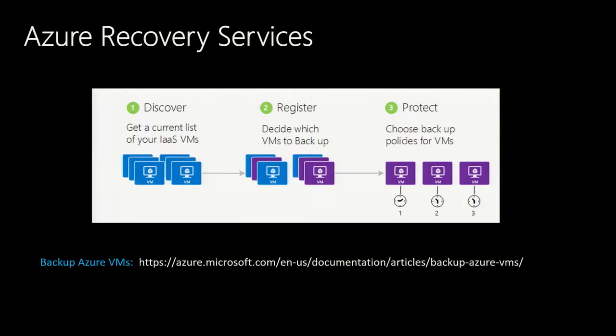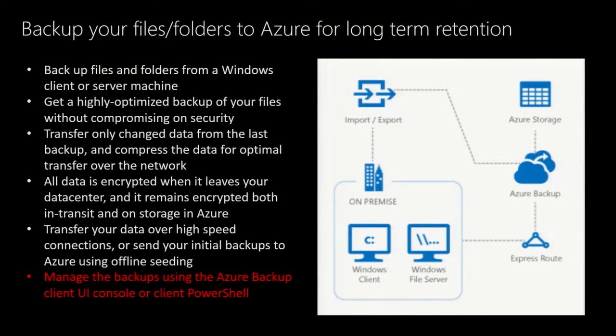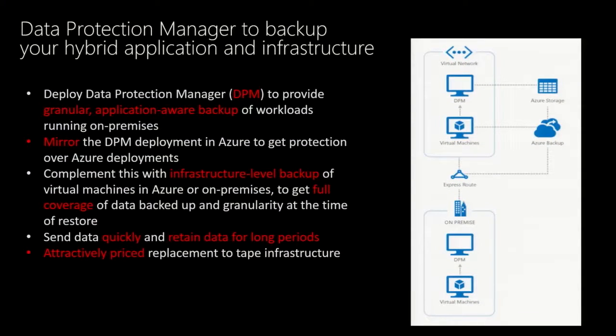This is recovery services, so that's the Azure Backup Service, right? Where you discover your VMs, you register them with the Azure Backup Service, and then you choose the policies. You can define policies per VM types to ensure that they're protected. Similar thing to backup files and folders. You can use Azure Backup to back up file shares on-premise up to the cloud. And this is Data Protection Manager. Too much to talk about, sorry.